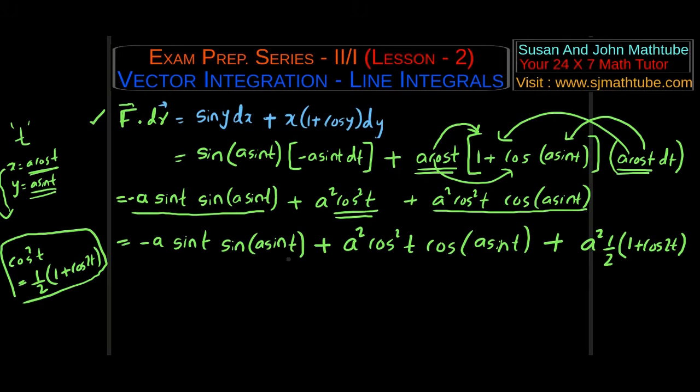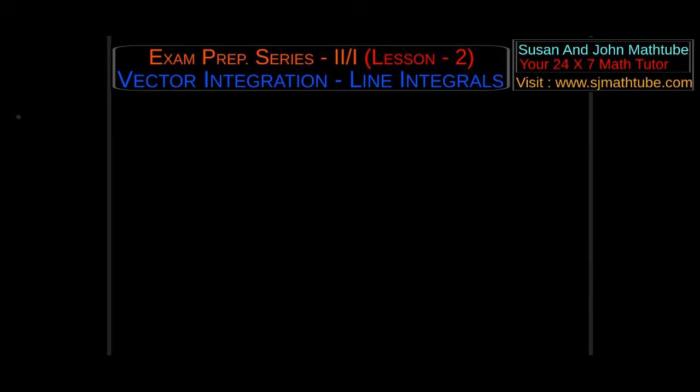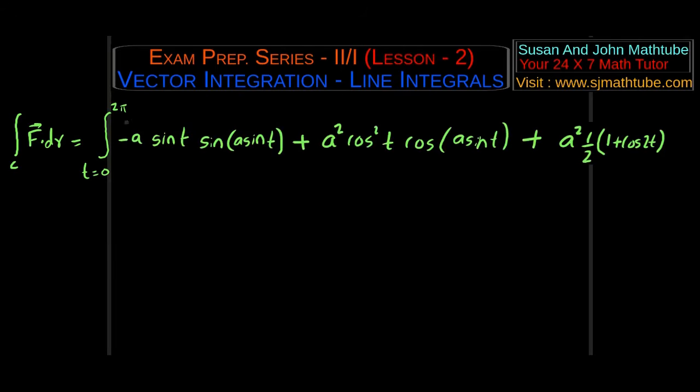Now we are going to integrate. I'll start from this end. So the integral over c of f dot dr, that is our work done, is equal to the integral from t equal to 0 to 2 pi. We already found the value of t. It's a circle, so it varies from 0 to 2 pi. And our function. And the whole thing will be accompanied by dt, which I forgot to write earlier because dt comes common.